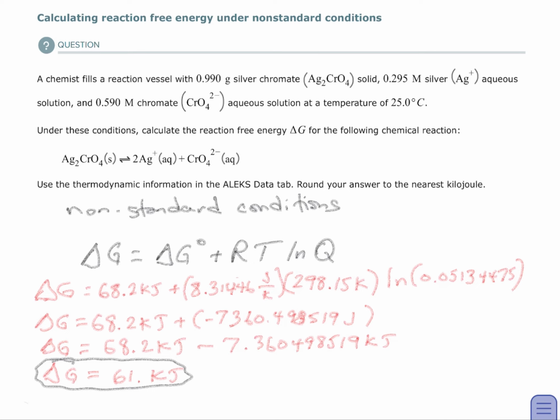So when you combine them, they're asking here to do it to the nearest kilojoule. Okay, so you want it in kilojoules. So it was 60.8 something, and so it rounded up to 61 kilojoules. Okay, so using a formula, pretty simple, but lots of parts to it. So I hope this helps.